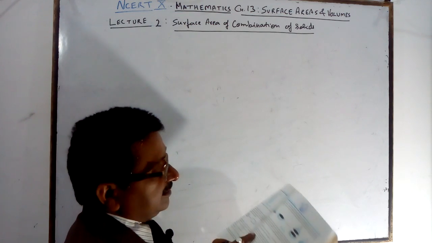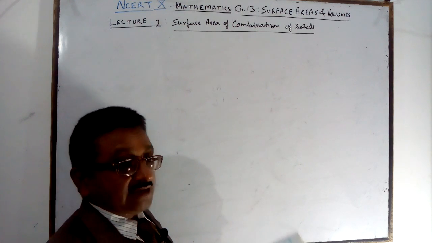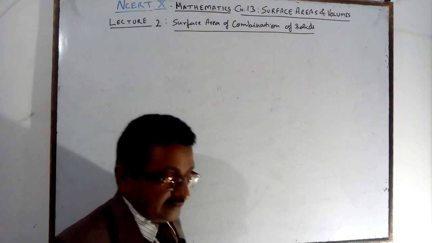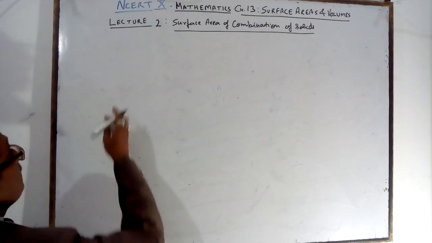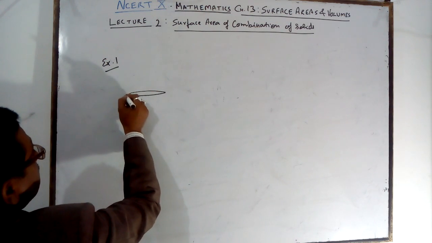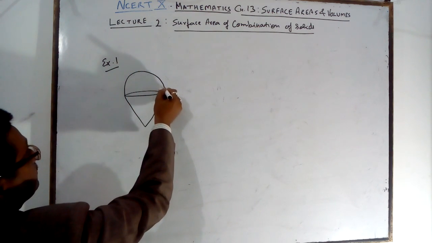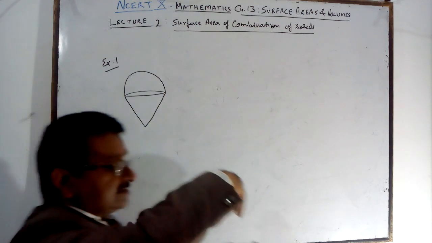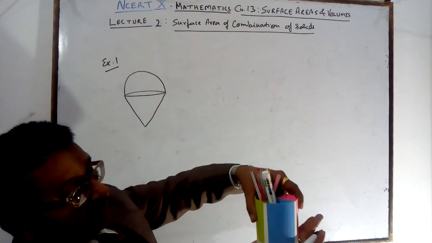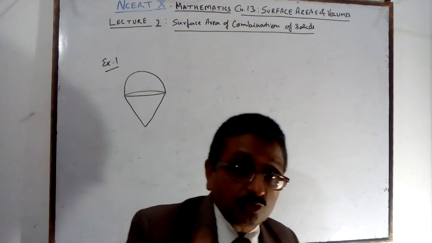Some examples we'll see. Example number 1. Rashid got a playing top, that you know, lattu, which is moving, as it is a birthday party. In this figure given in example number 1, there is a cone surmounted by a hemisphere. Surmounted means it is on the cone. The hemisphere is fitted on the cone, meaning the base of the hemisphere and the base of the cone are overlapping.